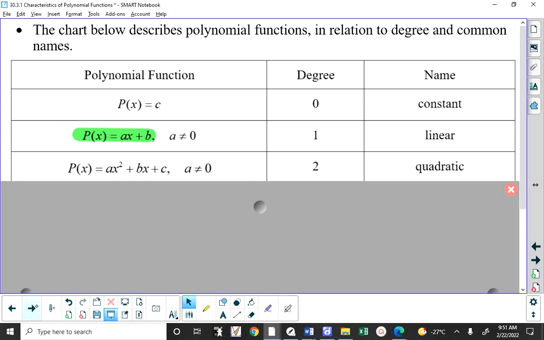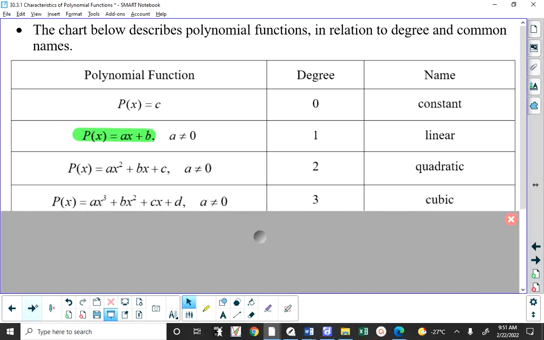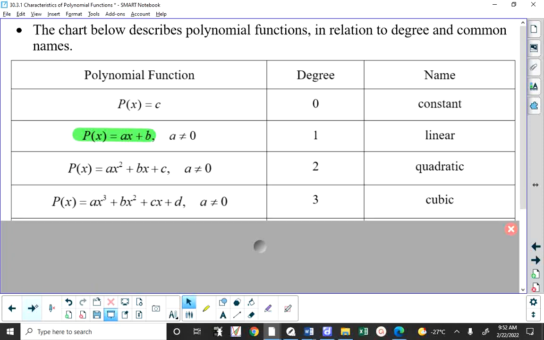ax squared plus bx plus c. Well, this year we're going to be learning about higher degree polynomial functions. A degree 3 polynomial function, which would be ax cubed plus bx squared plus cx plus d. And that polynomial function is called cubic. And you should recognize the word cubic as meaning degree 3.